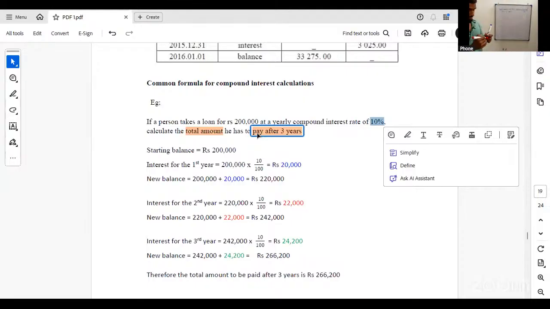Now simplify this. 200,000 times 100 plus 10 is 110 over 100. This is 1 to the power 1 times 110 over 100 times 110 over 100. Why? Because we have 110 over 100 to the power 3, which means 3 times you have to multiply this. Understood?